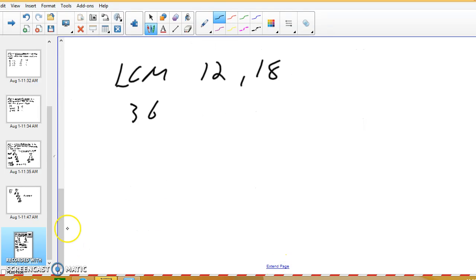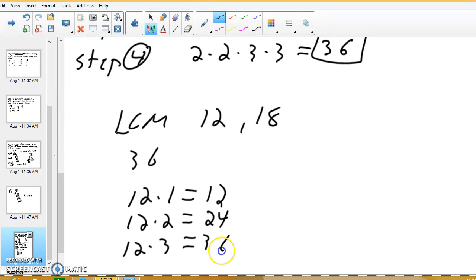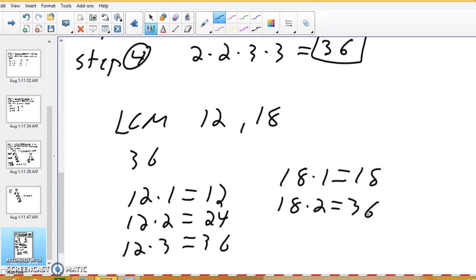And again, let's just go through that again. So what are the multiples of 12? Well, 12 times 1 is 12. 12 times 2 is 24. 12 times 3 is 36. Now the 18: 18 times 1 is 18. 18 times 2 is 36. So this is a way of verifying it.